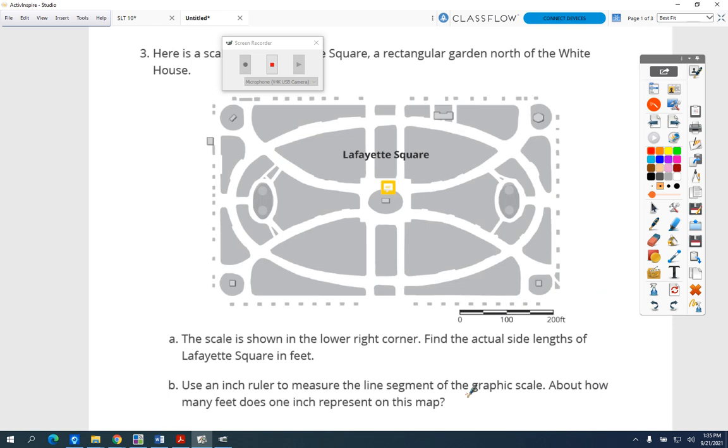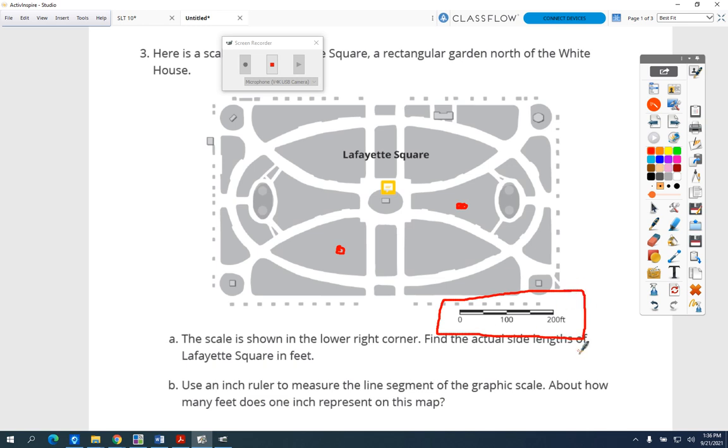All right. So say I gave you a picture of Lafayette Square, and I said that you had to find the distance in real life from here to here. Now, what would you do? One of the things that I want you to remember is you always have to look for a scale. Where does it tell you the scale? And hopefully your eyes went right to here.